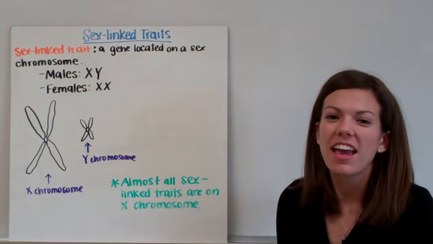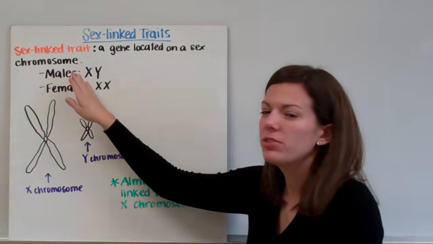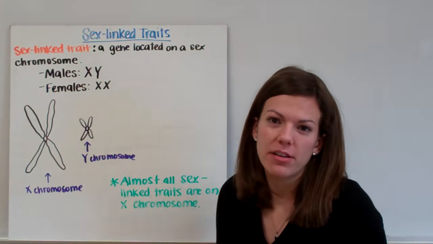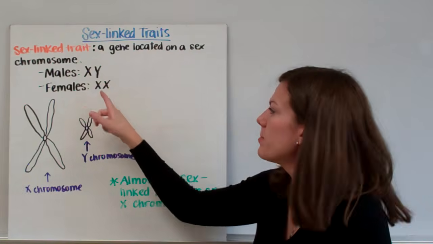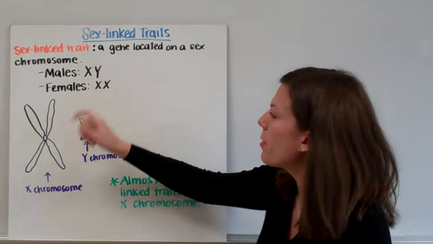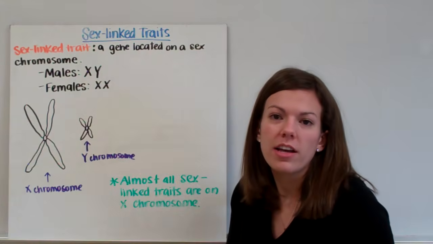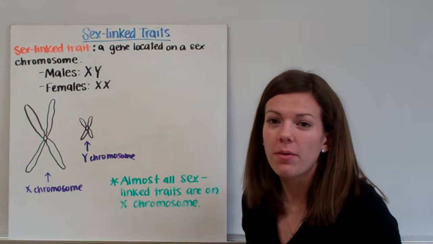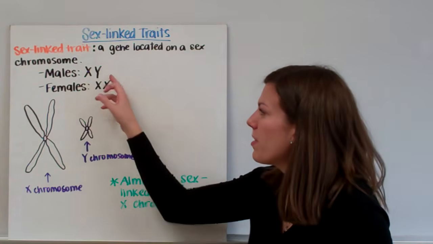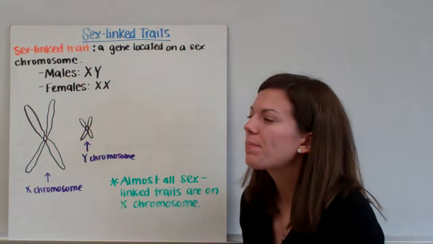Sex-linked traits. A sex-linked trait is a gene located on a sex chromosome. If you'll remember from our mitosis and meiosis videos, males have two sex chromosomes, an X and a Y chromosome. Females have an X and an X chromosome. So X's and Y's are our sex chromosomes in humans. A male is a male because he has a Y chromosome, and a female is a female because she does not have a Y chromosome.